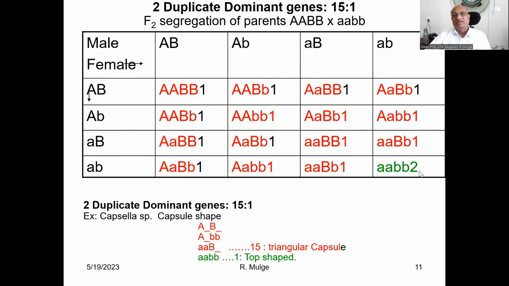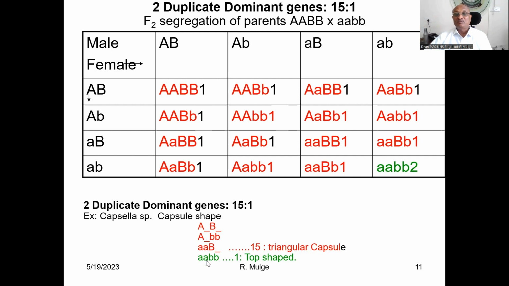Here, 15 is to 1. If at least one gene is in dominant condition, you will get one kind of phenotype. And if both the genes are in recessive condition, you will get the other type. So only two types of phenotypes you will get. So triangular capsule and the top-shaped capsule. All these plants, genotypes are varying, but the phenotype is going to give you triangular capsule.